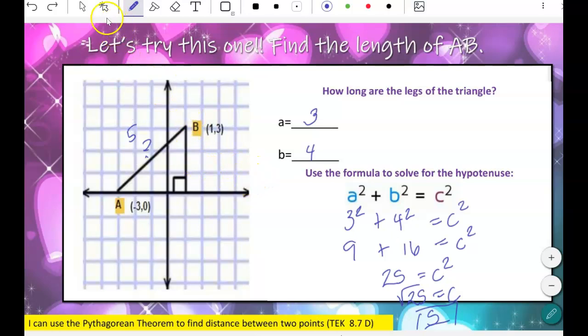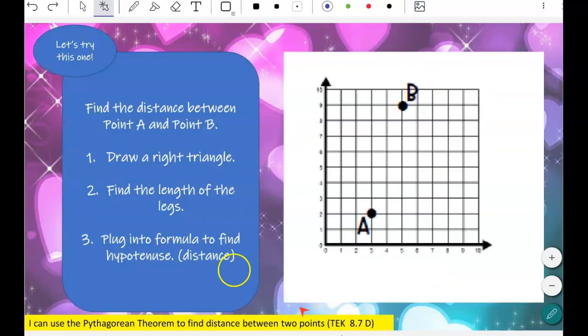Some people want to try to count it. It doesn't work that way. You have to use the Pythagorean theorem to find the distance between those 2 points when it's at an angle here and when it's not straight up and down or lengthwise. Can't just count.